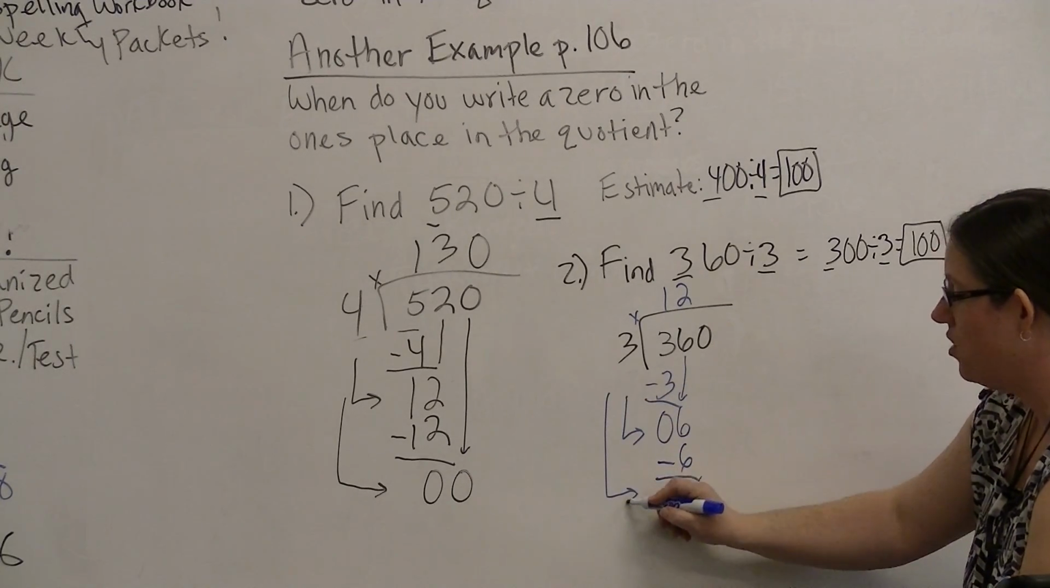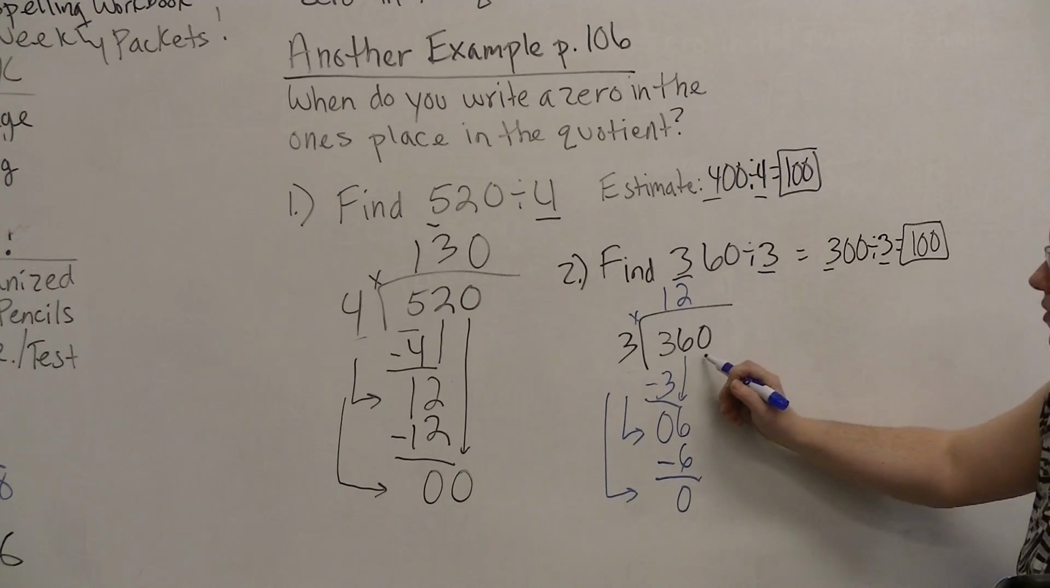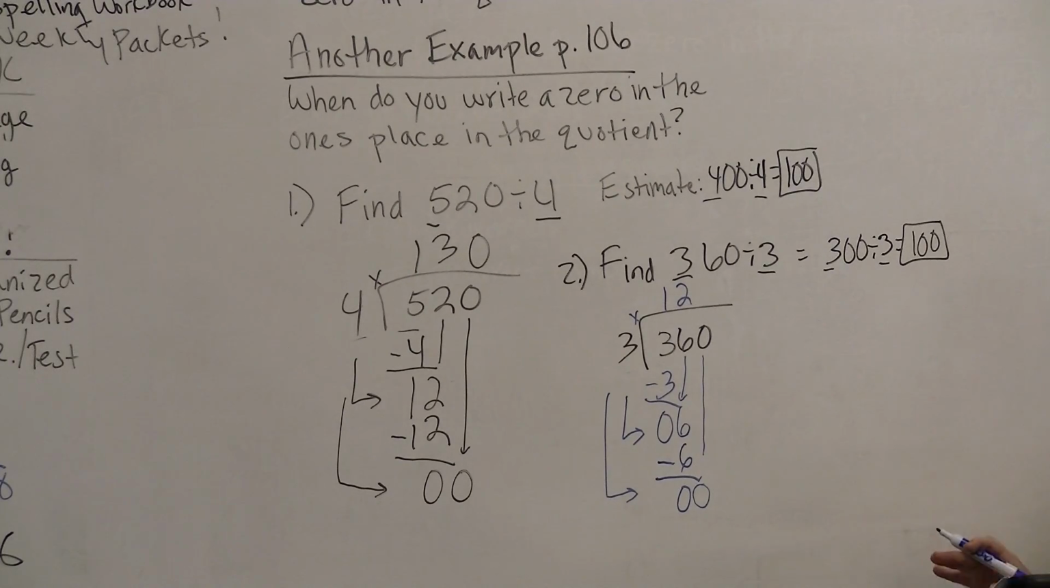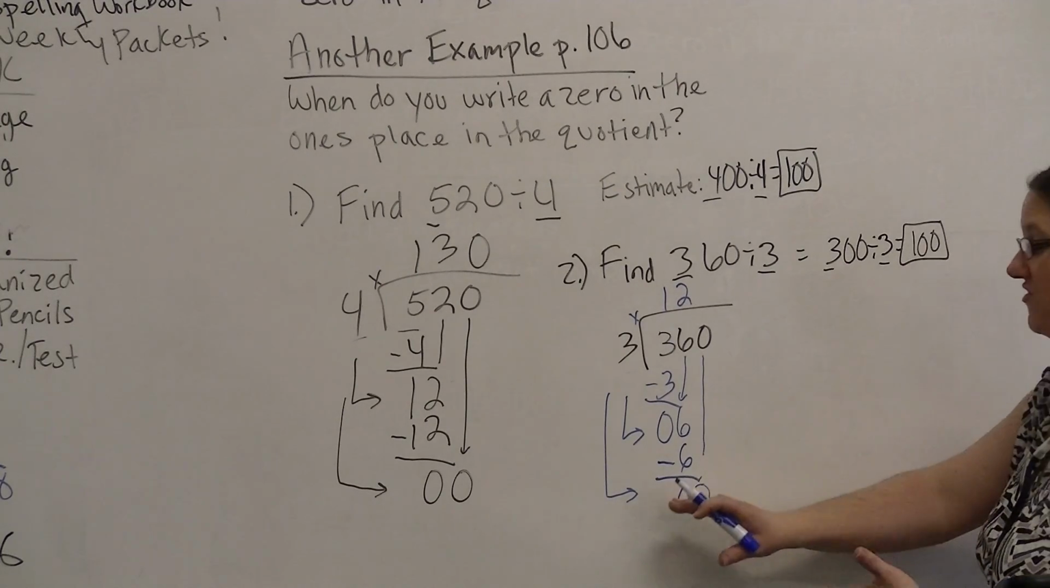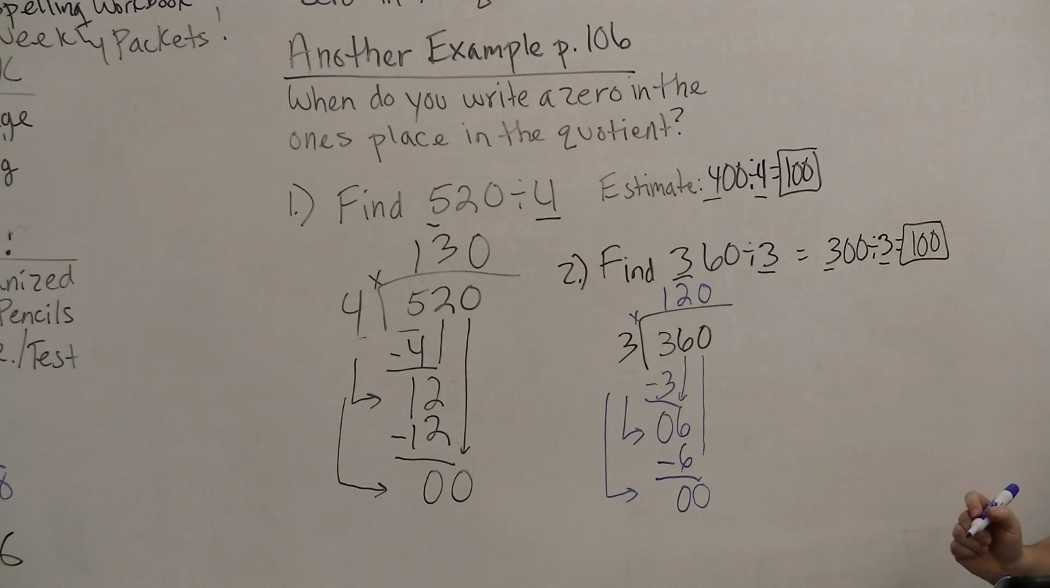So now I have 0 to divide. I can't do 0 divided by 3, so I look to my next number from the ones place and bring it down. It happens to be a 0. So since this is the second time we have to say no to dividing, we put a 0 to hold the place value to get your final quotient of 120.